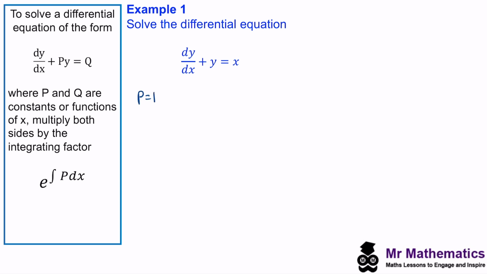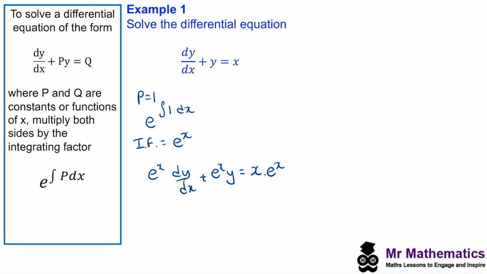Now we need to work out the integrating factor, which is e raised to a power of the integral of 1 with respect to x. The integral of 1 dx is just x. So the integrating factor, which I'll call IF, is equal to e to the power of x. Now we need to multiply both sides by e to the x. We get e to the x dy by dx plus e to the x times y is equal to x times e to the x.